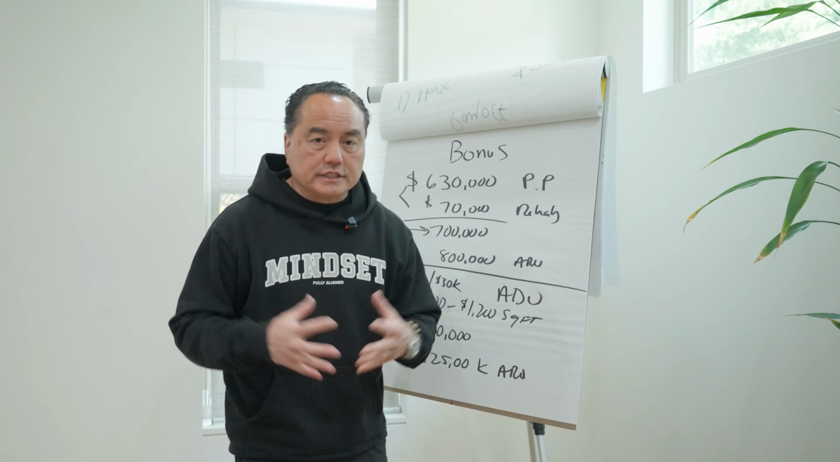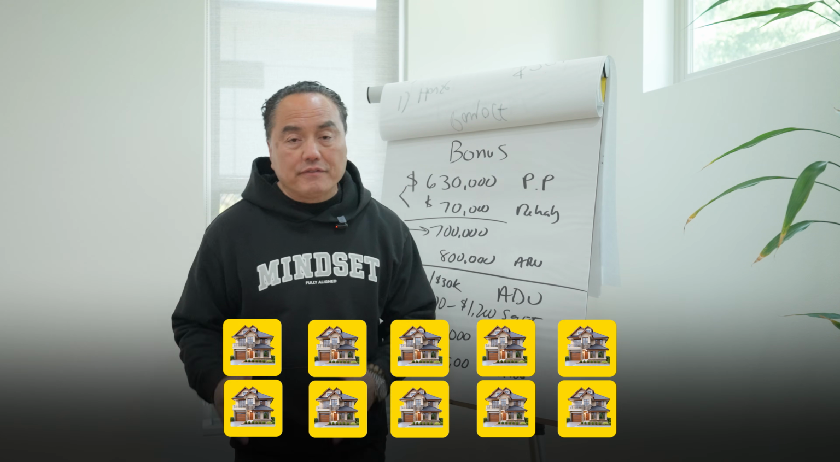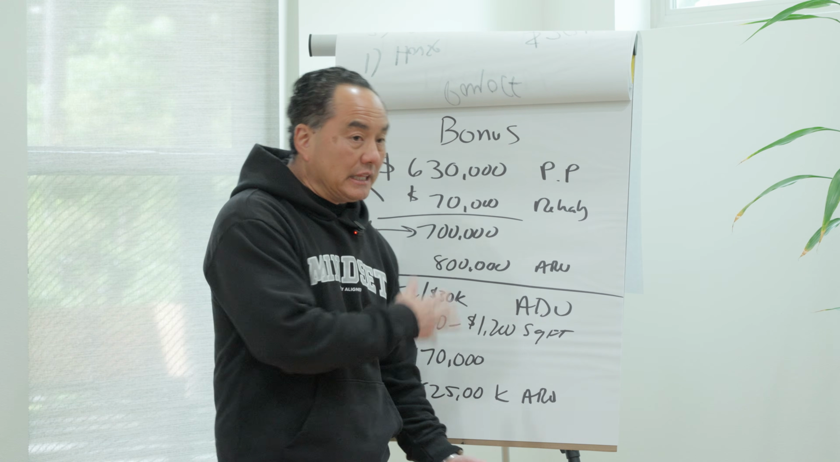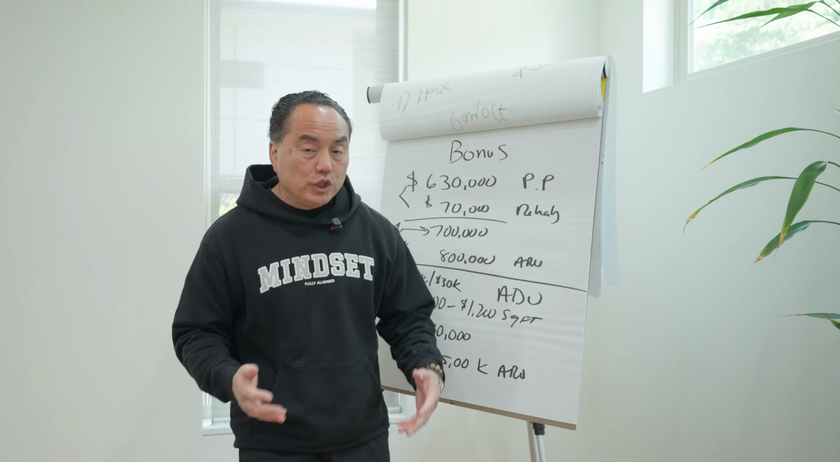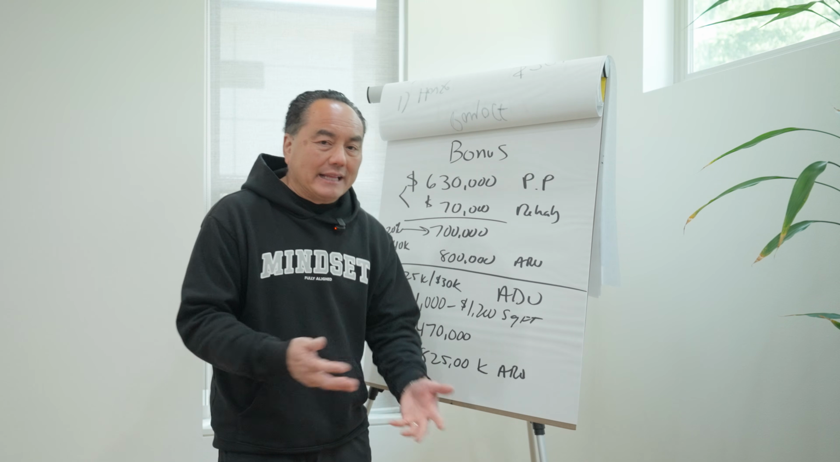All right, this is a wrap. This is how you actually buy 10 properties in 5 years using the ADU strategy and the BRRRR strategy now combined. And you do this without actually having to buy 10 properties. You don't have to buy 5 and add the ADU.